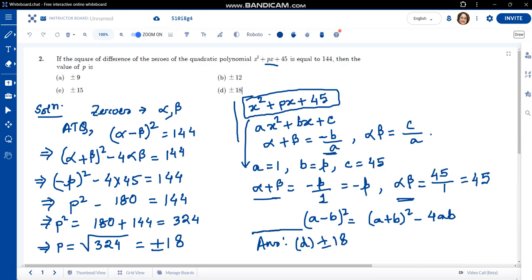For MCQ, don't forget to write the final answer like this: the option number and the answer. Hope this is clear to you.